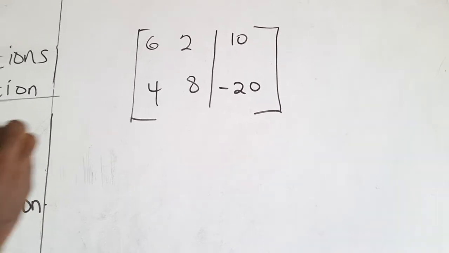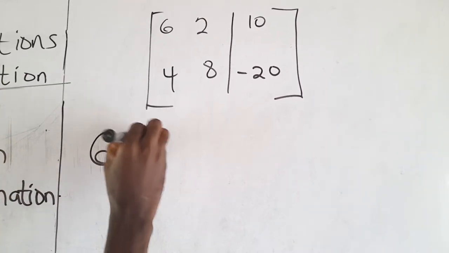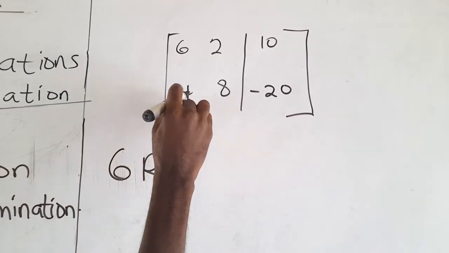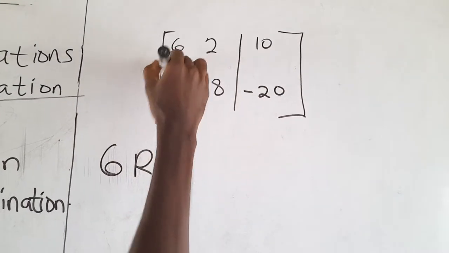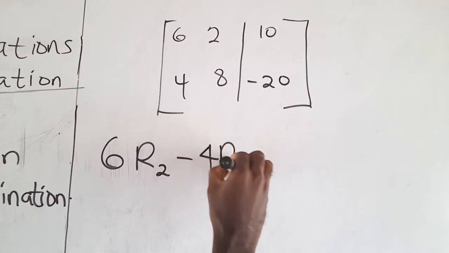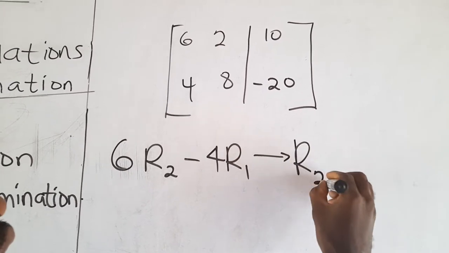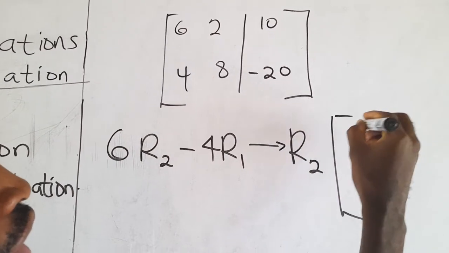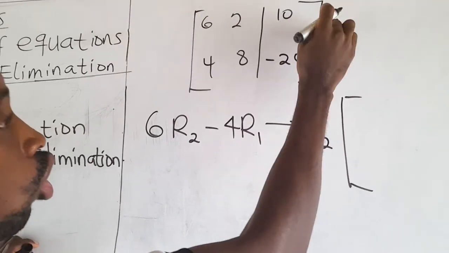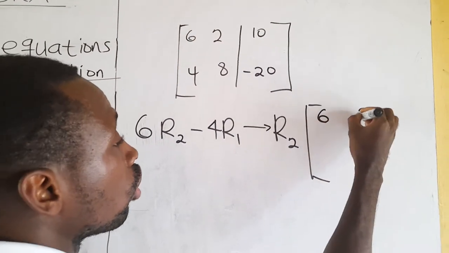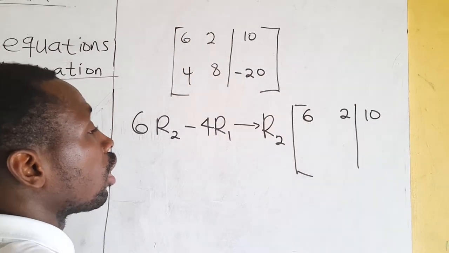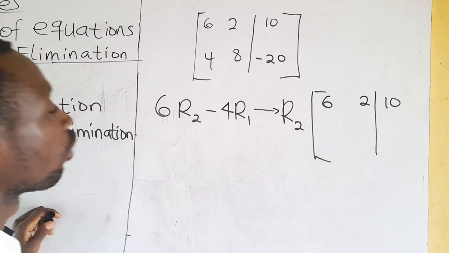So we can say 6 times R2, minus 4 times R1 should be substituted into R2. Okay? So the first column will not be affected. So 6, 2, and 10. Only this will be affected.